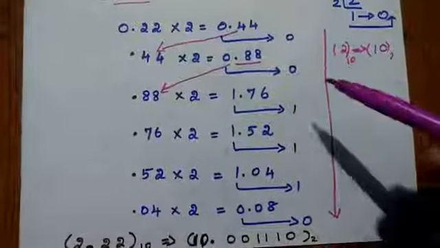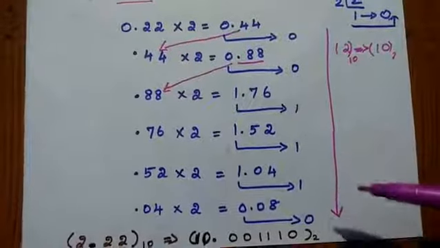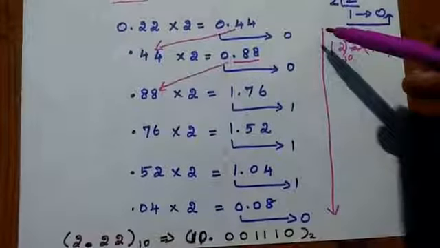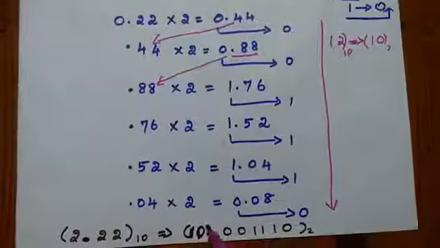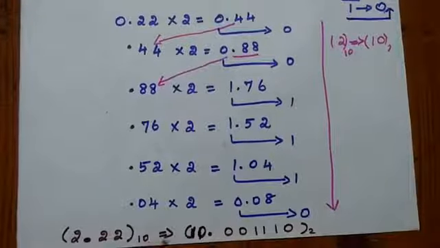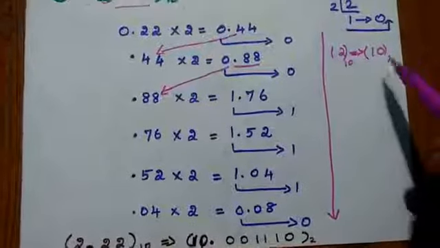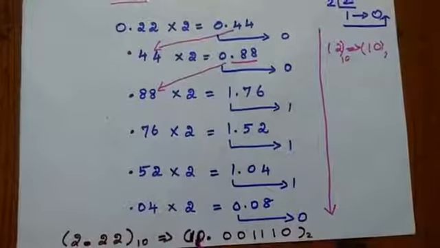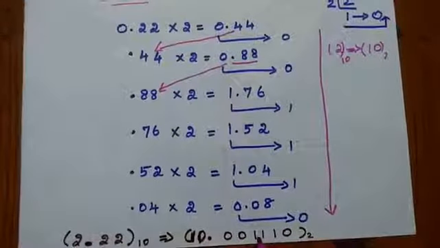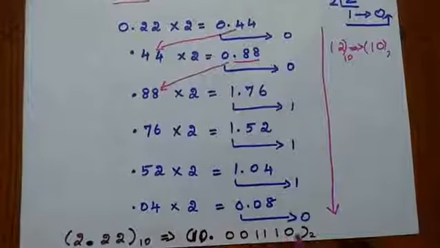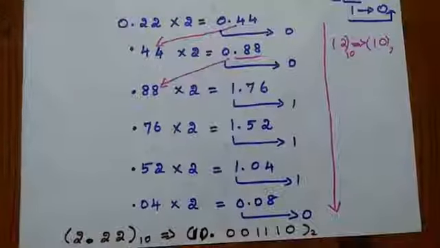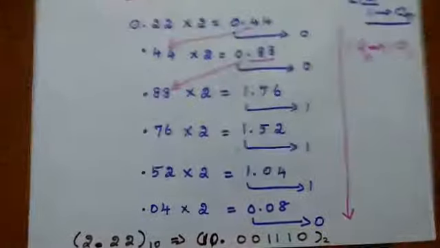Okay, so we can get the binary values up to 4 or 5. That's enough. After this we are going to read from top to bottom. So we can get 0.22 of the decimal system converted into binary as 0.001110. That is the binary value of 0.22. Okay, so this is the answer.